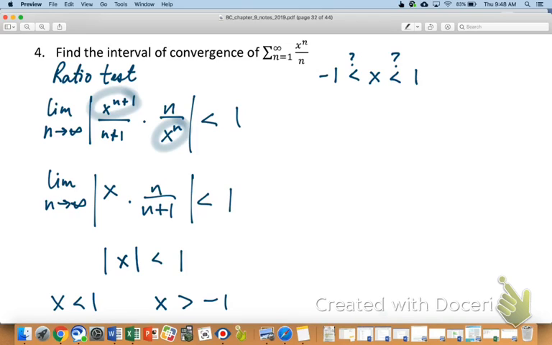I'm going to say for x equals negative 1. So in other words, considering the left endpoint first. Here's what the series would look like. The power series would be sigma from 1 to infinity. And I'm just going to replace the x with the left endpoint. So it would be negative 1 to the n over n.